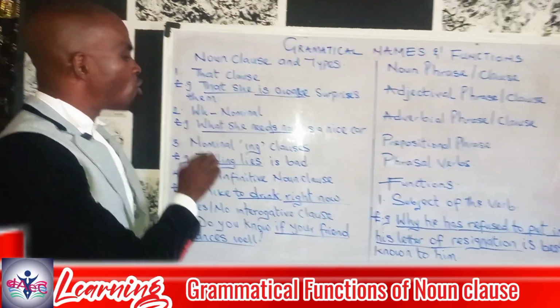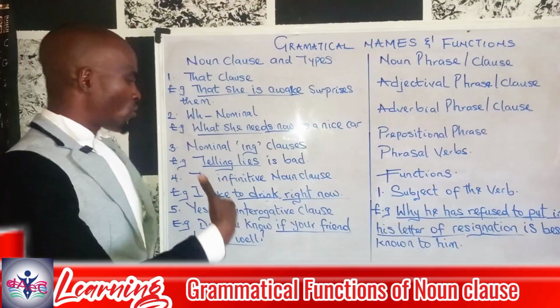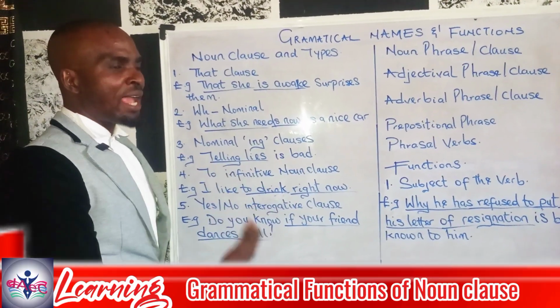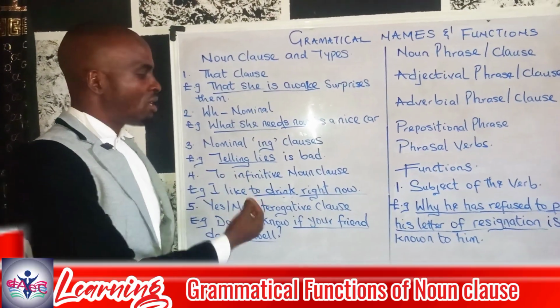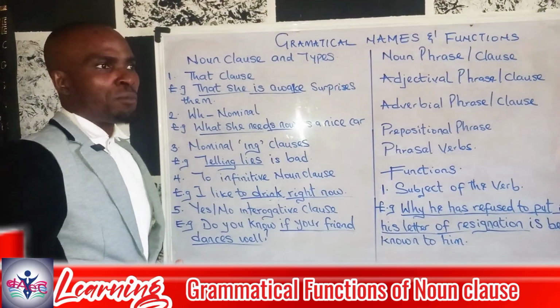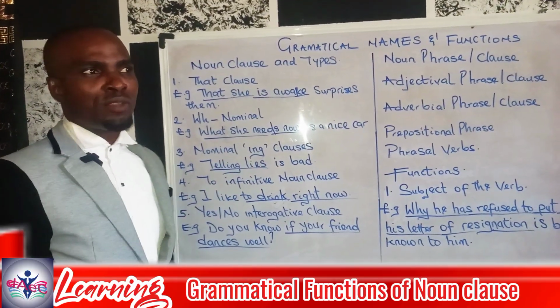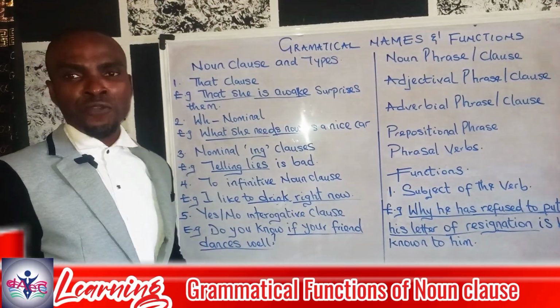All right, the next one, nominal ing. Whenever you come across words with nominal ing starting the sentence, that is a nominal functioning as a subject, but in an ing form. That is, it may be in the form of a gerund. It may also be in the form of a verbal noun. We call it verbal noun.